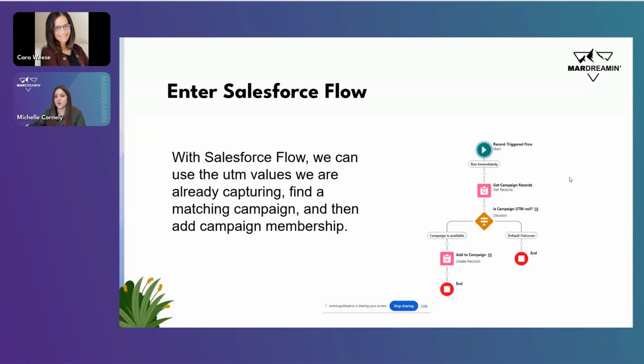This is where Salesforce Flow comes in. With Salesforce Flow, we can use the UTM values that we're already capturing, find a matching campaign, and then add campaign membership. One of the reasons I love this solution is you can see what the flow looks like right here. It's super simple. It's short. It's going to take about 10 minutes for us to build it on this call today. It's something that everybody can build if they have access. You don't need to be a flow master. This is a really simple flow that can really change the way that we report and improve our processes.